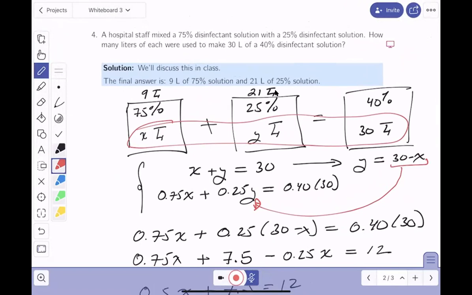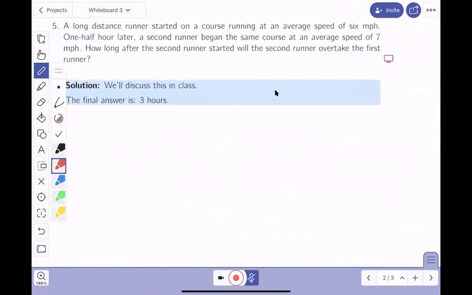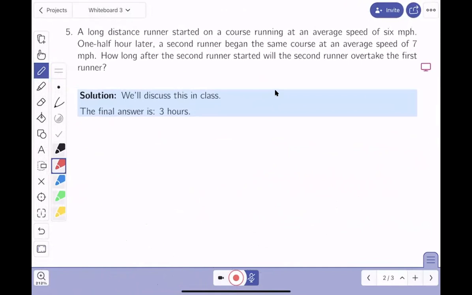Let's look at it. See if we got it right. 9 liters of the 75%. I see that. 21 liters of the 25%. I see that. We got it right. Good. Next one, which should be number 5. And number 5 is a running problem. I'm going to say this most likely has something to do with distance equals rate times time. Okay. So a long distance runner starts on a course running at an average speed of 6 miles per hour.